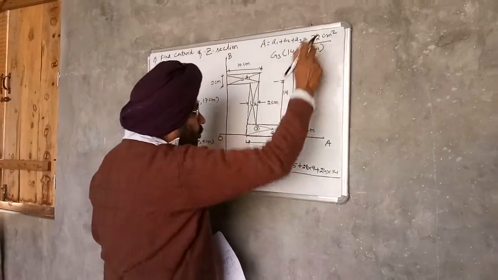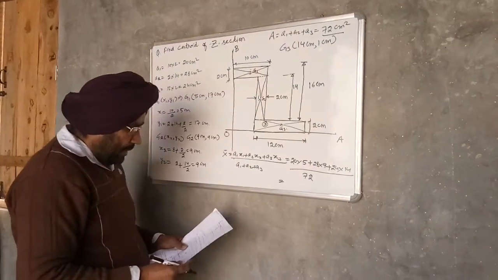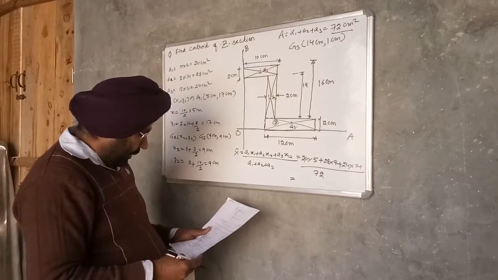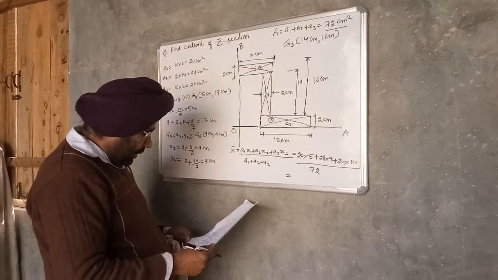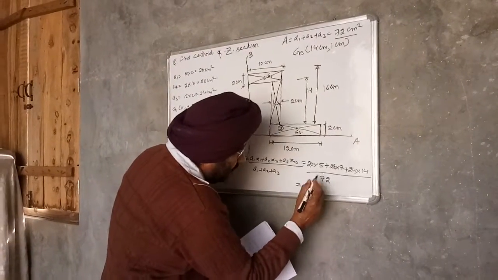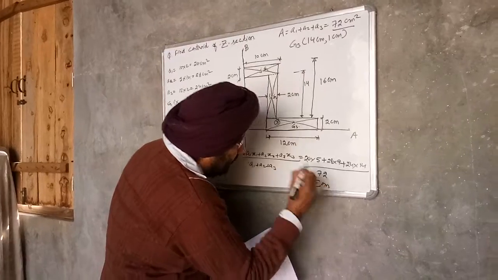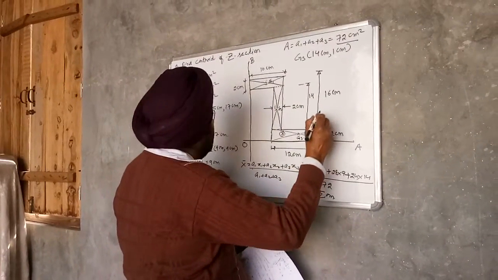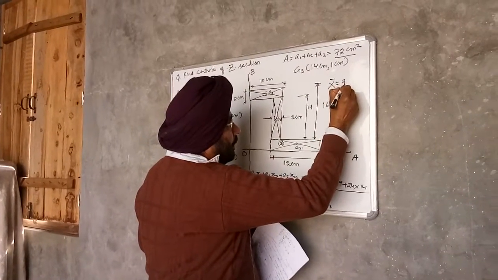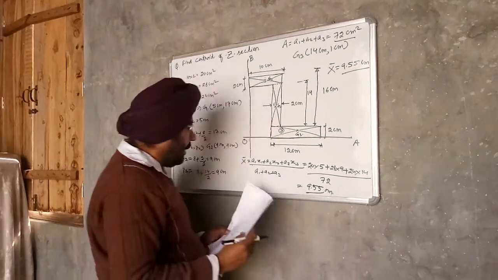So this is 72. So x bar, the coordinate of x bar, this comes out to be 9.55. So by solving this, x bar is 9.55 centimeter. So then y bar.